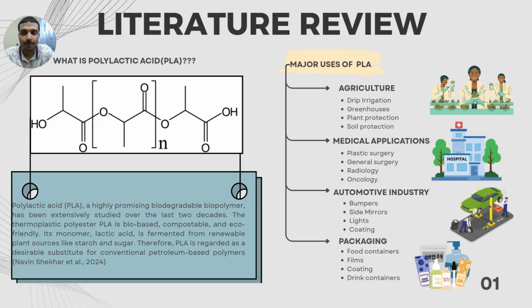So, what is PLA? PLA is a biodegradable, bio-based thermoplastic polyester made from renewable resources like cornstarch. It's an eco-friendly alternative to petroleum-based plastics. Here are some major uses of PLA: agriculture, medical applications, the automotive industry, and also packaging.